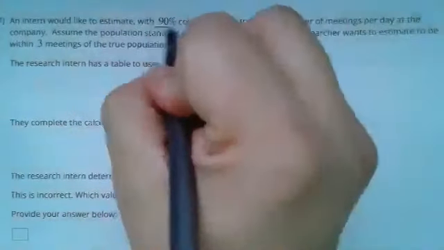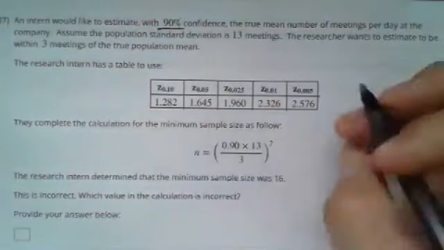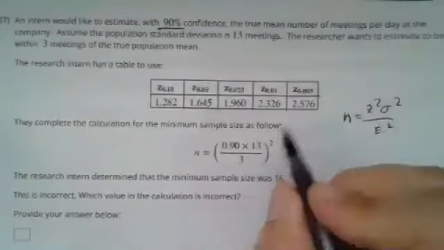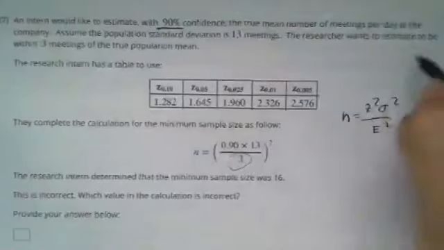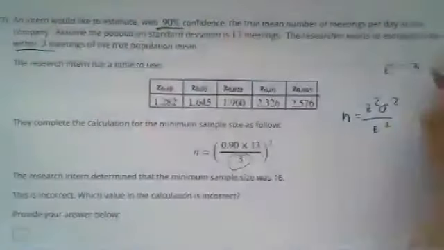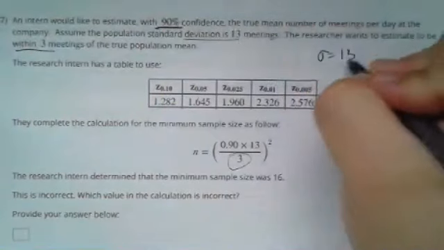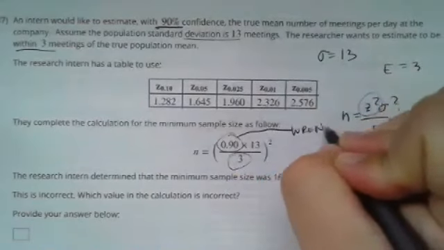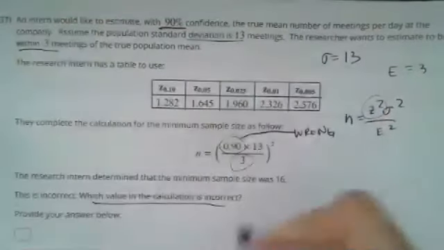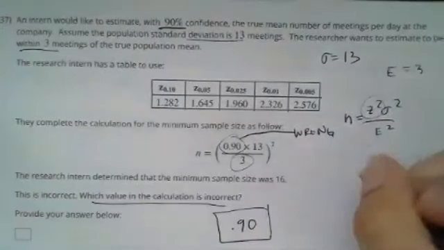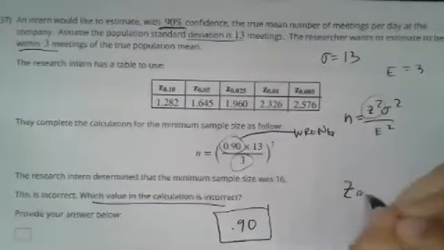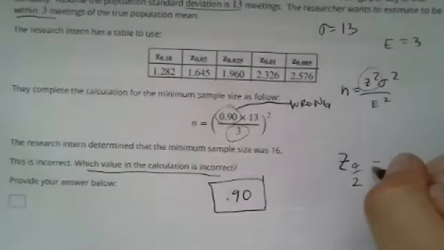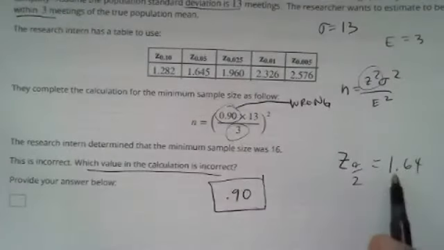So they want it to be with 90% confidence, right? So just remember that n is z squared, sigma squared over error squared, right? So we have here, that's correct. The error is 3 because it's within 3. Standard deviation is 13, right? But the z-score is not 0.90, so this is wrong. So what value is incorrect? The incorrect one is 0.90 because it's actually z of alpha over 2. So the correct one would actually be 1.64. So that answers the question already.